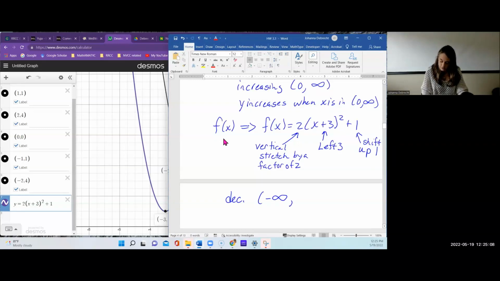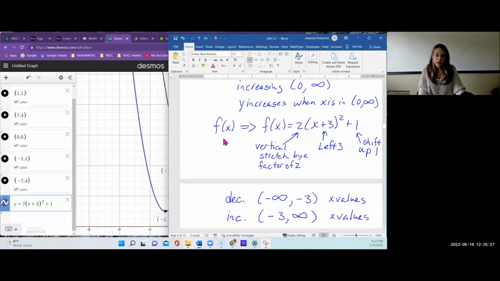Again, when we give the interval, we're always talking about the x values. The y values are decreasing, but it's over the x range. It's increasing from -3 to +infinity. And again, the values inside of the interval are x values. We're talking about the y values increasing or decreasing, but we're giving the x values where that happens.